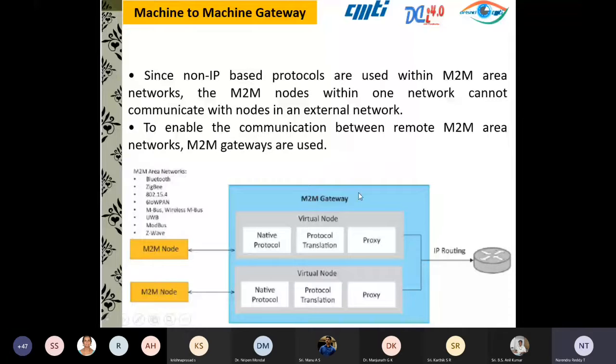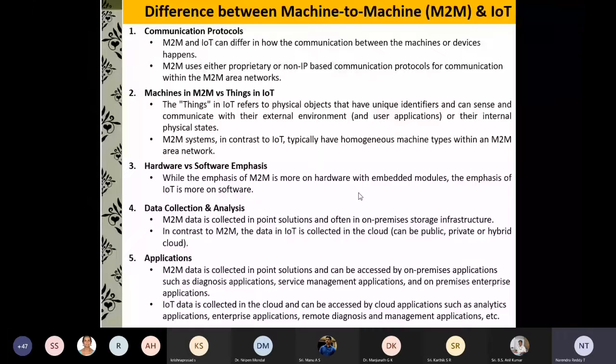This slide will talk about it. One is the communication protocols are different. In M2M, we are basically talking about machines. In terms of IoT, we always talk about things, what you use in home appliances. Coming to hardware, M2M is mainly connected to the hardware. IoT is purely software related. The data collection for M2M will be on premises, whereas for IoT it is in the cloud.